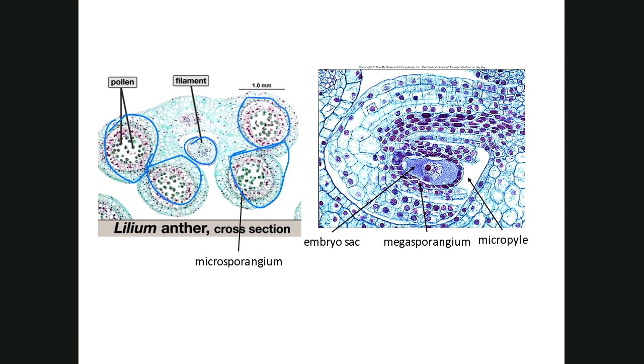And then the female part, the megasporangium and the embryo sac. So what happens is the pollen tube is going to come down this way in through the micropyle. And waiting inside of there are those eight cells. The one egg and the two polar nuclei. Any questions on that?